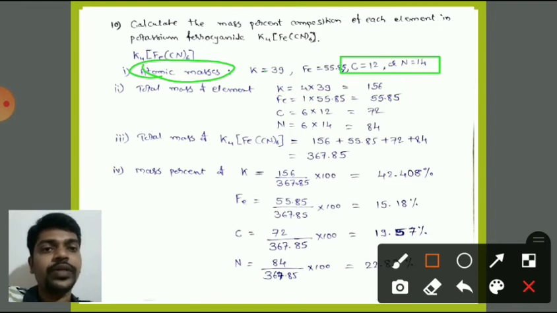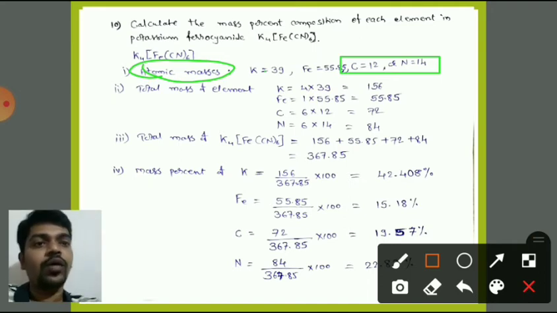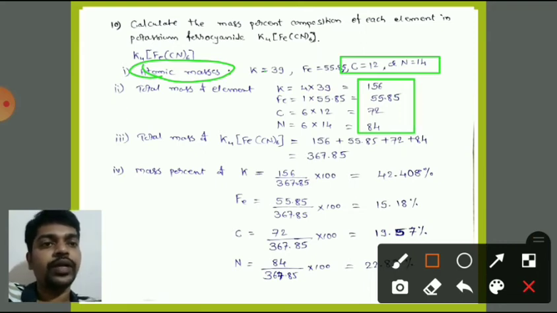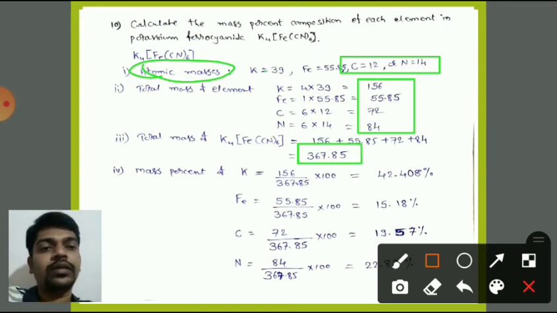Now the third step is to find the total mass of the given compound, potassium ferrocyanide. For that we have to add the calculated masses of each element, so that we get the total mass of the compound. That becomes 367.85. So that is the total mass of potassium ferrocyanide.